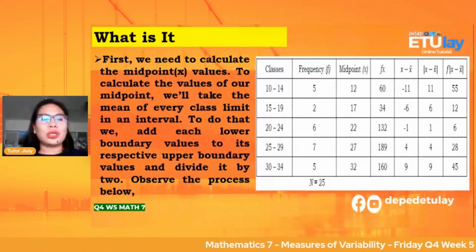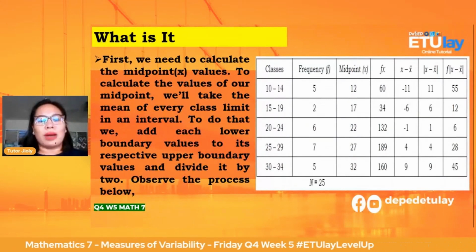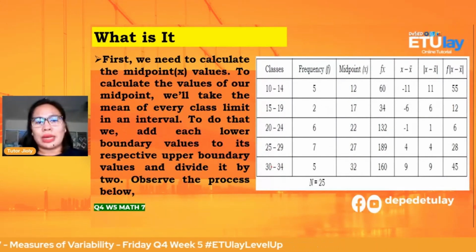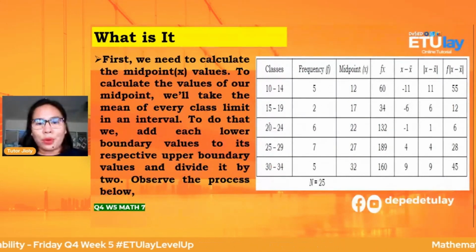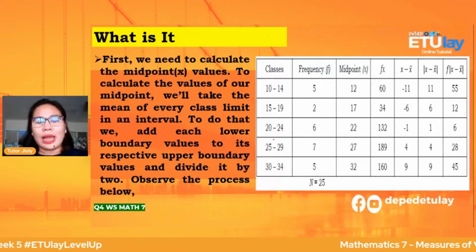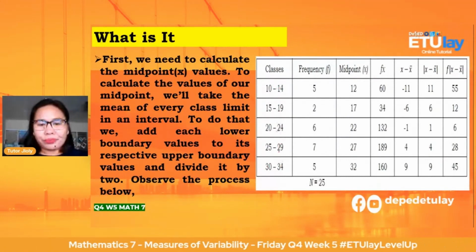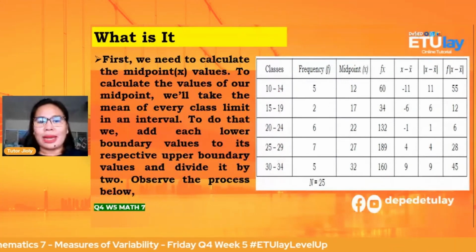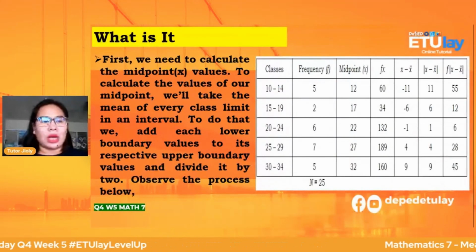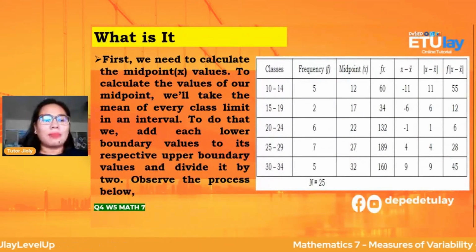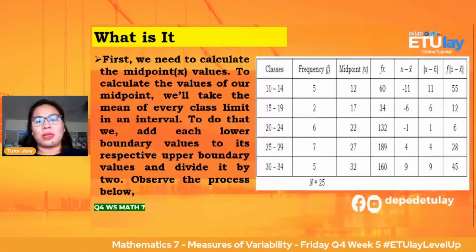To do that, we add each lower boundary values to its respective upper boundaries. Ito yung lower na sinasabi nila. Ito yung number na nasa unahan. And then, yung upper boundaries naman, ito po yung nasa kabila. Okay, yung nasa right side nyo, mga anak, yung nasa left side, that will be our lower boundaries. Okay? Then, divided by 2. Yun yung sinasabi ko kanina sa inyo, mga anak. Then, observe the process below.